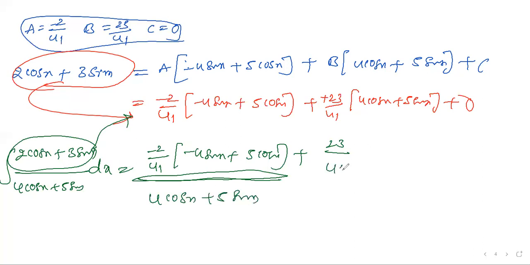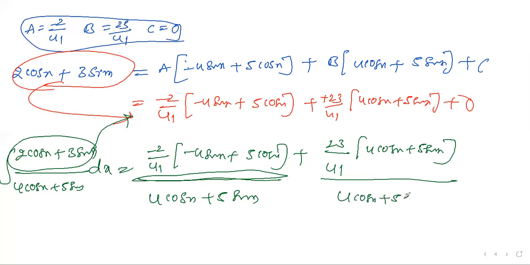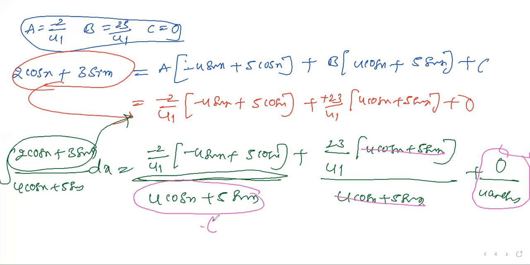Next b value, 23 by 41 times (4 cos x plus 5 sin x) by 4 cos x plus 5 sin x. I'm dividing the denominator at a time; I don't want to waste the step. Next step, the 0 part by this 4 cos x plus 5 sin x. 0 by something is 0, so I don't want to take this. Now here these are all the same. These two are cancelled. Here you should not cancel. Don't think anything else. In this step, you can take t as this one, and automatically you'll get this one. There's no doubt at all.